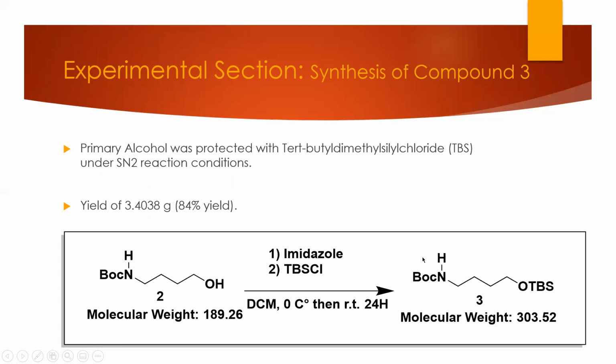To do this, we first deprotonated the carbamate group with the base imidazole, and then the lone pair will attack the silicon, displacing the chlorine and forming that silicon-oxygen bond to effectively protect the alcohol. And of course, we got a yield of 3.4038 grams, or 84% yield.